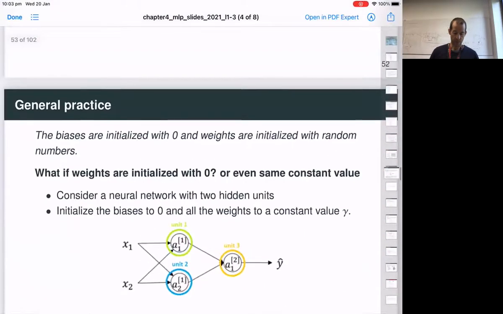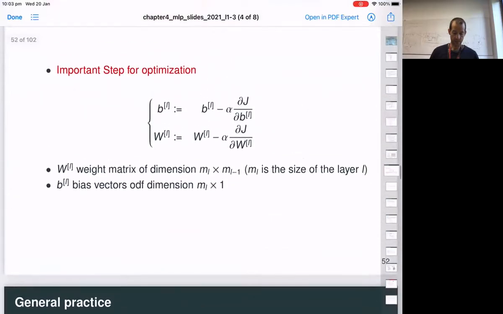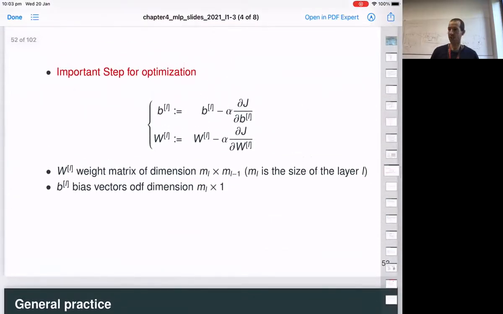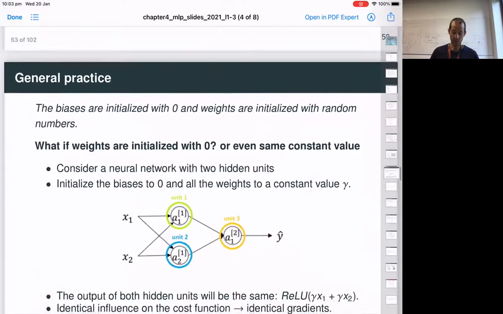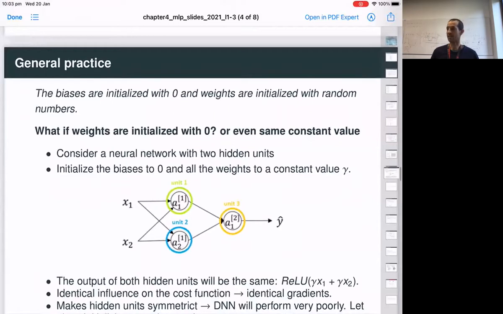Okay. So, an important step for optimization. I just remind you of the main algorithm we use. We use some variant of gradient descent, which is presented by these equations. So an important point is to initialize your weights.